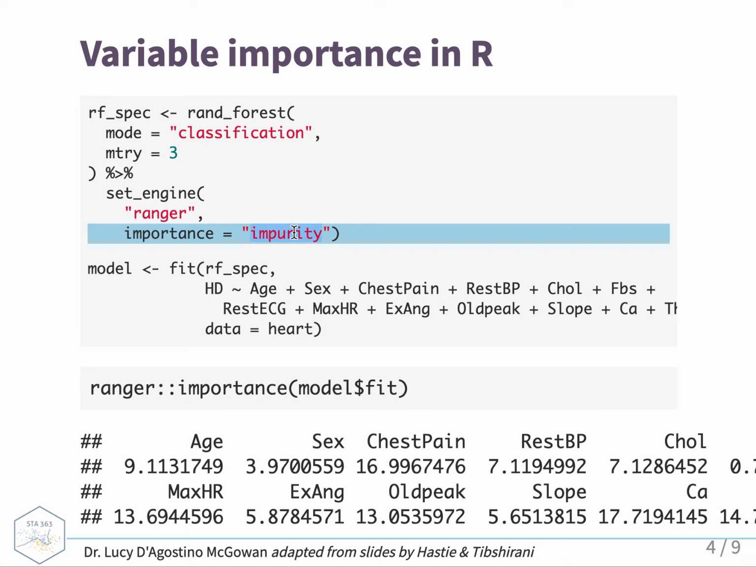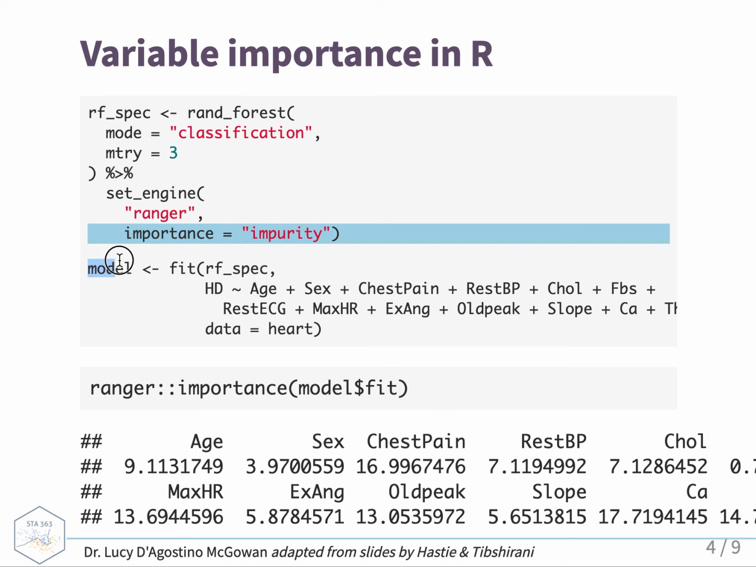This impurity measure, if you remember when we talked about the Gini index at the very beginning, we talked about it as a measure of purity. So by setting importance equal to impurity, you're saying that you'd like to use the Gini index to assess variable importance. That's the only thing that's going to change from what we've done so far when fitting our model. We're just adding that importance equals impurity statement.